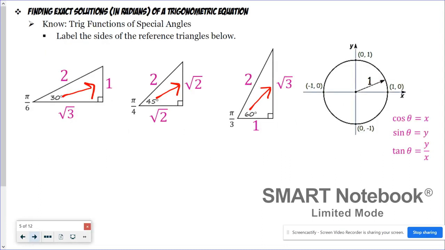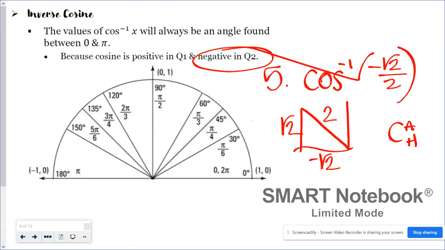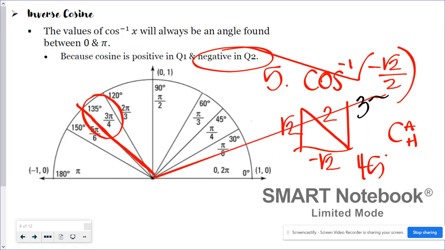And going back, here are our diagrams. What's the reference angle? Yeah, the reference angle is 45 degrees. So I want to find the angle in quadrant 2 with a 45-degree reference angle. That would be this one right here. My 3 pi over 4 would be the answer that I would write down as my final answer, because when we evaluate these inverse trig functions, our answer is an angle in radians in the appropriate quadrant.